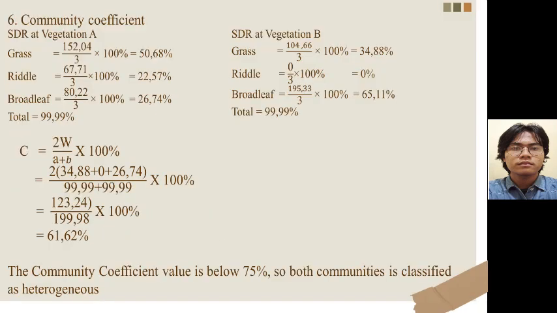6. Community coefficient can be found when 2 times W divided by A plus B, times 100%. W is the sum of the two lowest quantities for the type of each community, A is the sum of all the quantities in the first community, and B is the sum of all the quantities in the second community. If the community coefficient is more than 75%, the communities in the location are fairly uniform.